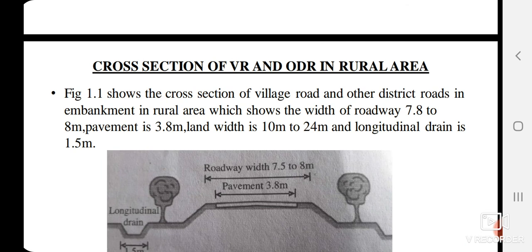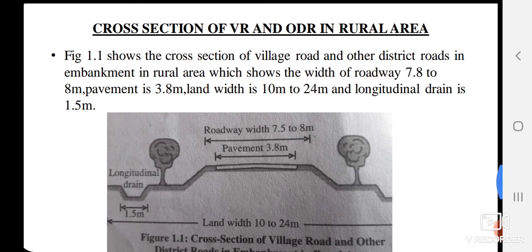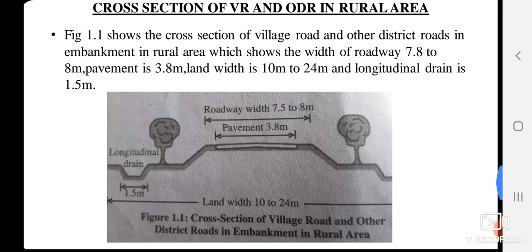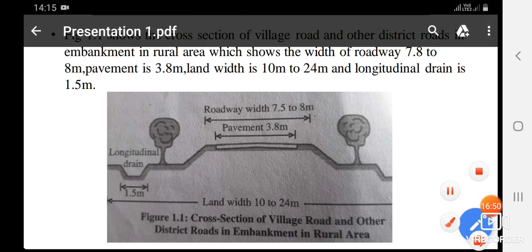Now next is cross section of village roads and other district roads in the rural area. You have to note the figures, that much only. Also, before I had said that pavement plus shoulders on both sides is known as roadway width. So this figure shows the cross section of village roads and other district roads in rural areas. That is, the width of the roadway is taken for this category, that is village road and other district roads.